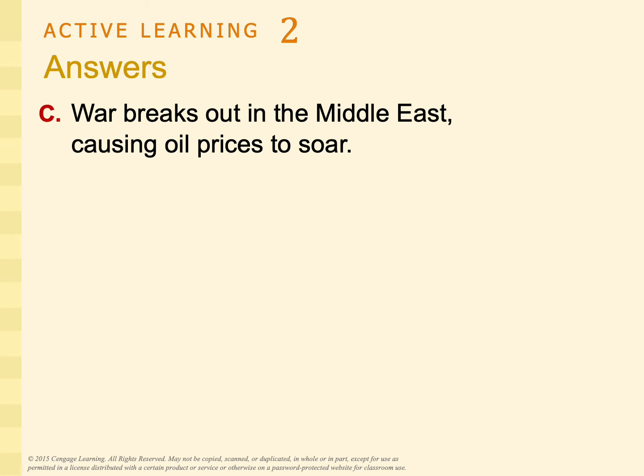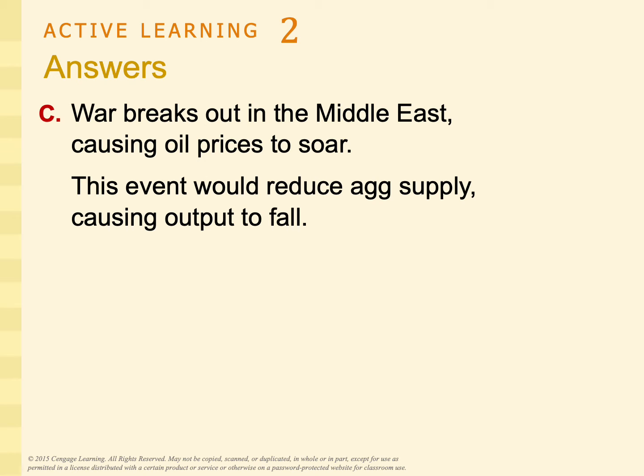All right, what about the last one? War breaks out in the Middle East, causing oil prices to soar. This is very much like the example of stagflation that we saw in the last chapter. This is going to reduce short-run aggregate supply, which causes GDP to fall. It also causes prices to increase.